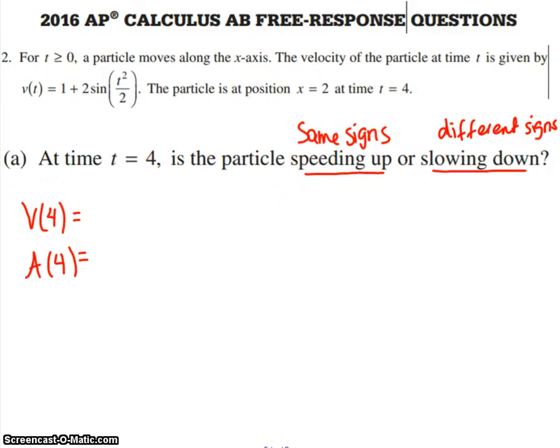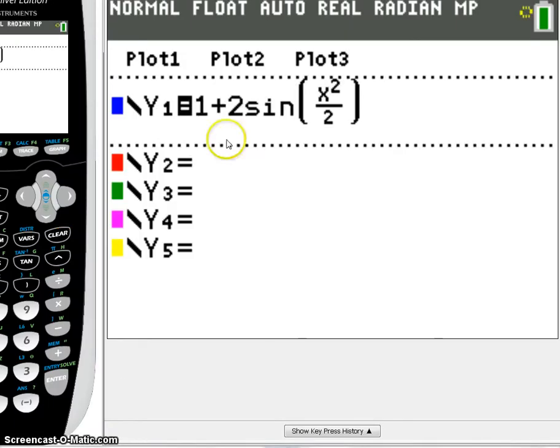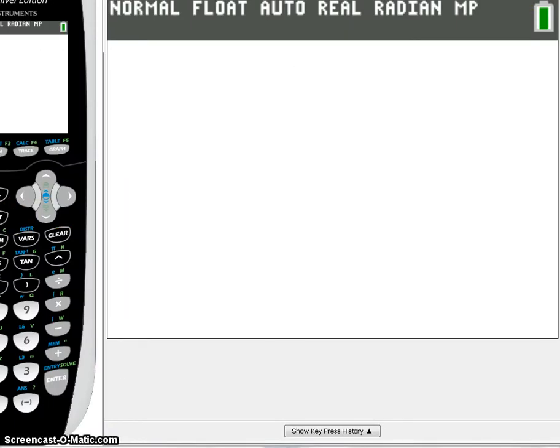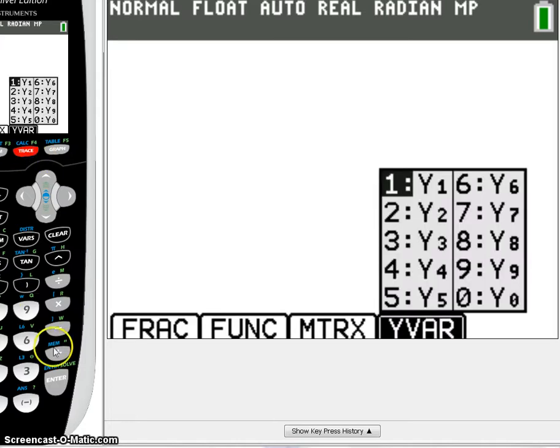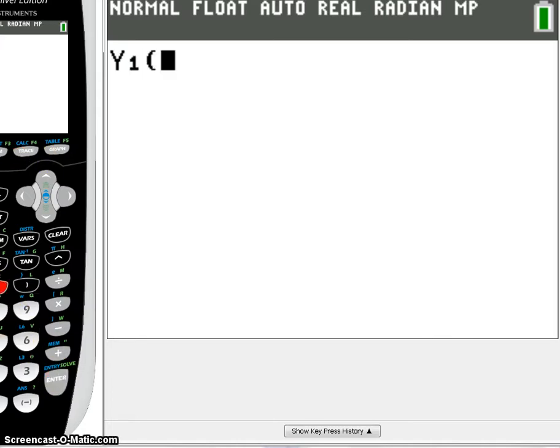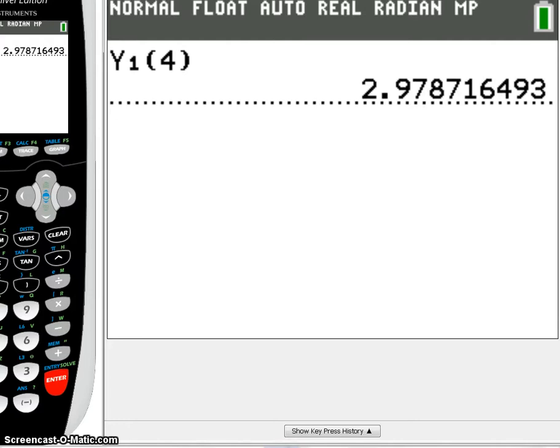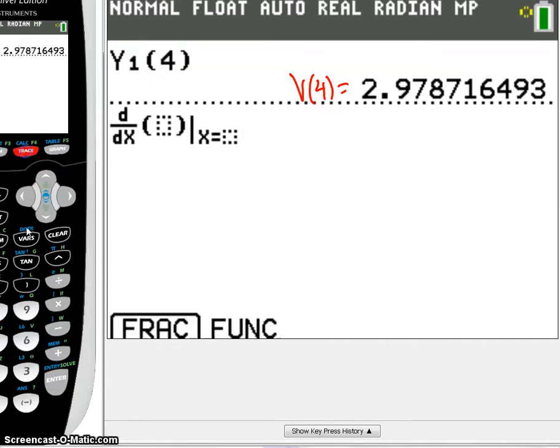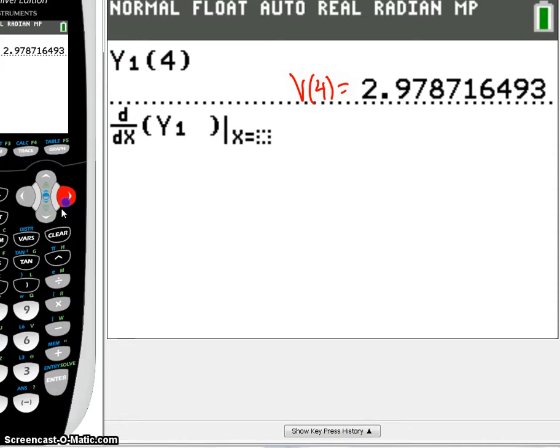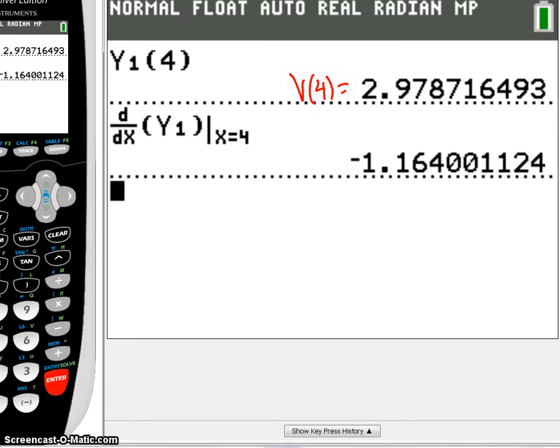You can use your calculator for this. I've already entered my equation into y1. So v of 4 is going to be y1 of 4. And then this is v of 4. And my acceleration is the derivative at 4. Okay, so v prime, which is a of 4, is going to be negative 1.164.